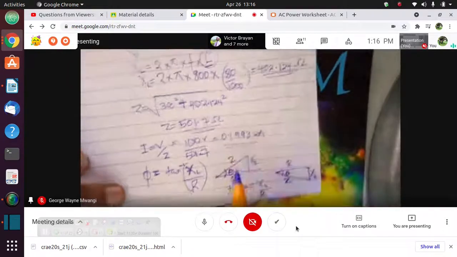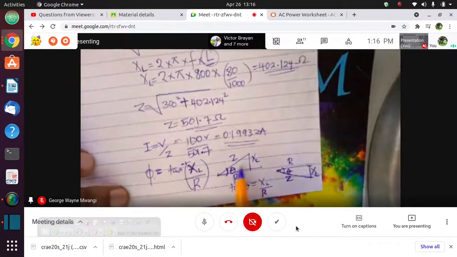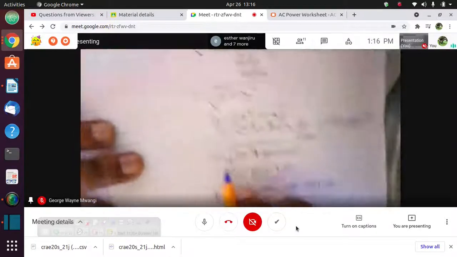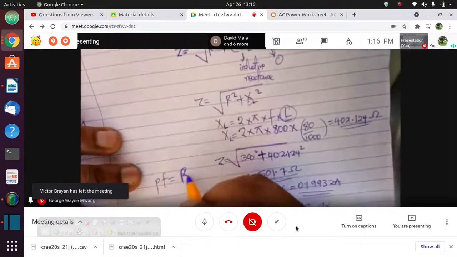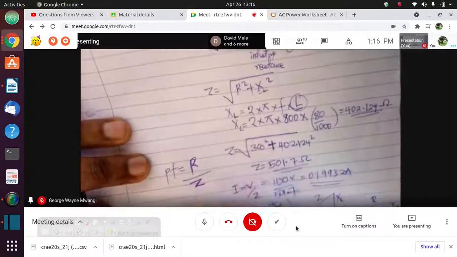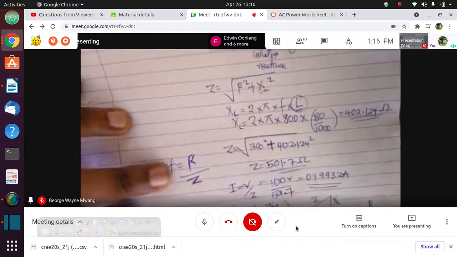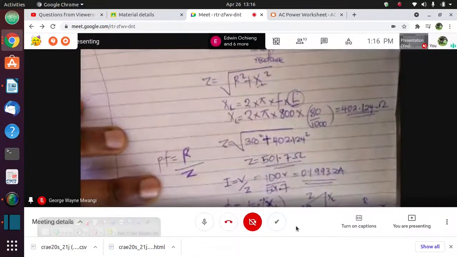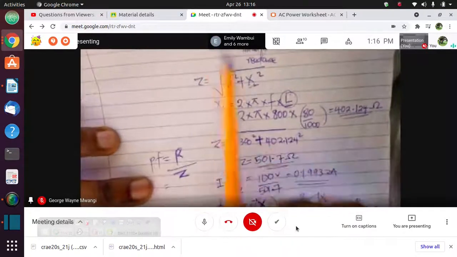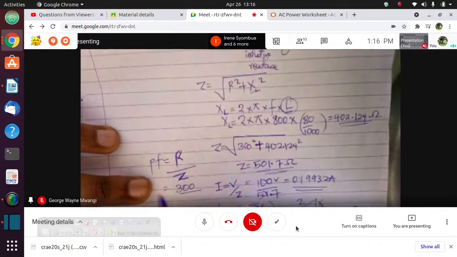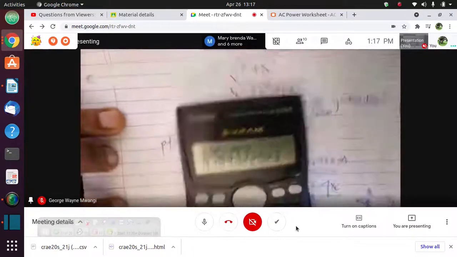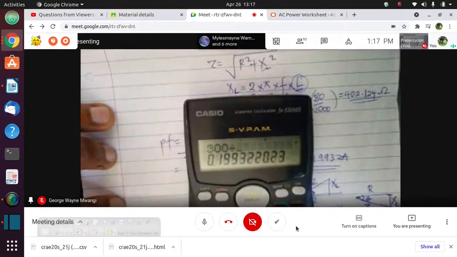Now, the power factor. The power factor will be the resistance divided by the impedance. Now, what will be the resistance? We have been given as 300. The impedance that you have calculated will be 501.7. Therefore, our power factor will be 300 divided by 501.7.